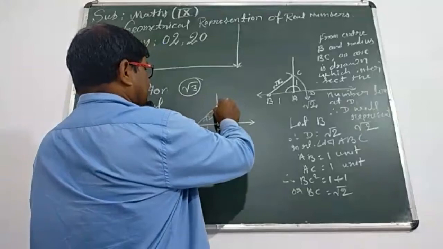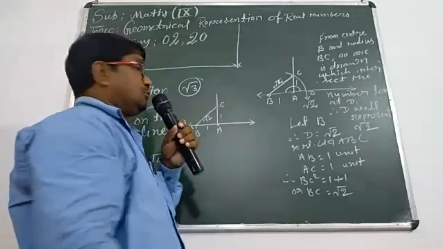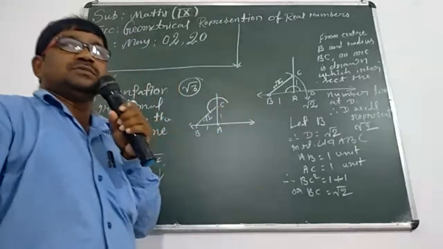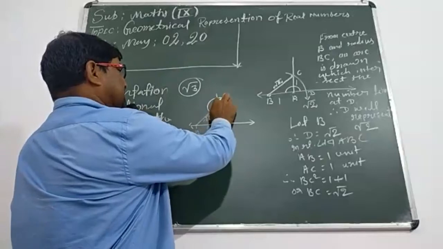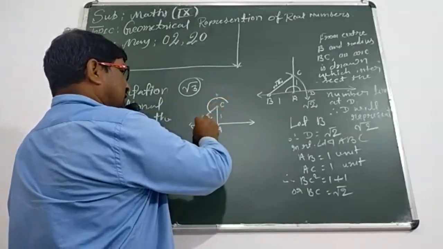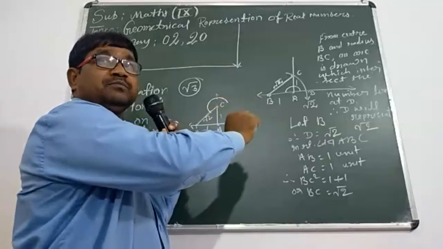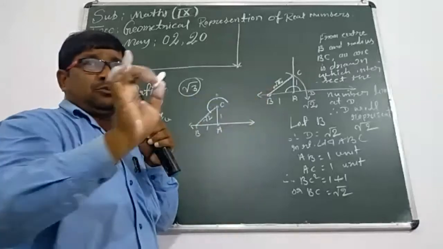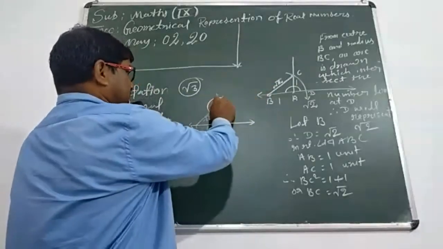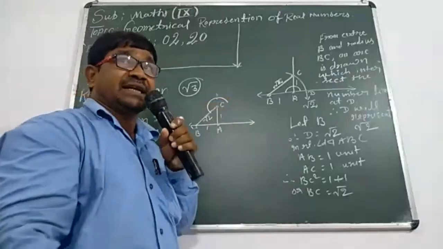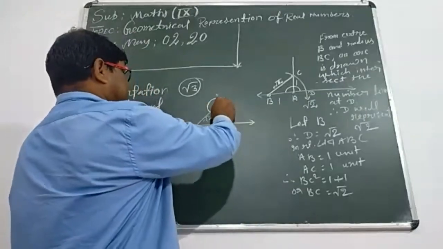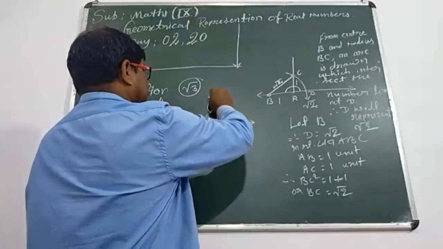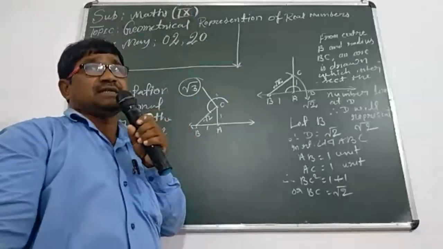So students, from center C, we will construct a right angle in this way. Mind, BC is the baseline now. First, we will follow the process of under root 2. Then after supposing BC is our baseline, from center C, we will construct a right angle here. Suppose that this is your right angle.